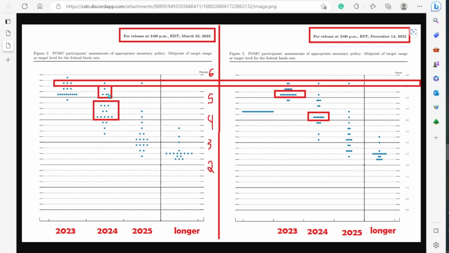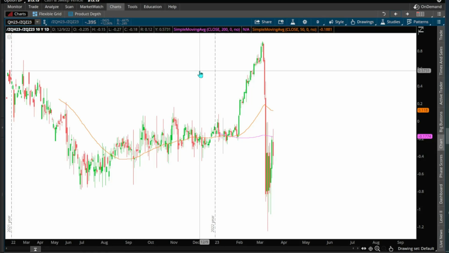So that's definitely some stuff to pay attention to. Now we're going to jump into the charts. All right, so now onto the technicals. There's a lot of things that I want to pay attention to, but first things first, we want to look at the Fed funds futures spread.